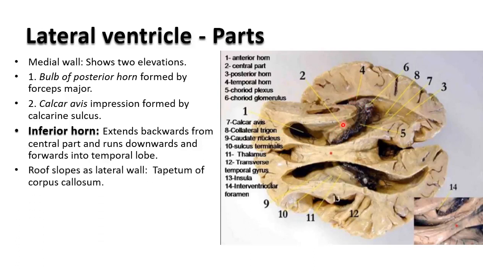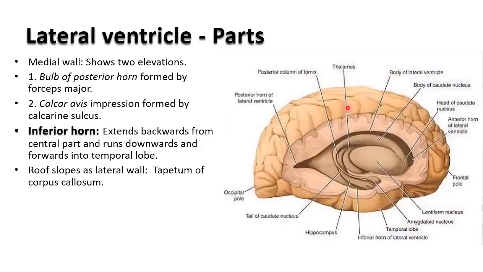So the roof slopes as the lateral wall for the inferior horn, and again it is formed by the tapetum fibers. These fibers which you are able to see here, this is the corpus callosum. The fibers from the splenium, the expanded part, run and slope laterally, form the roof, and then slope laterally as the tapetum fibers. The roof slopes downwards as the lateral wall.